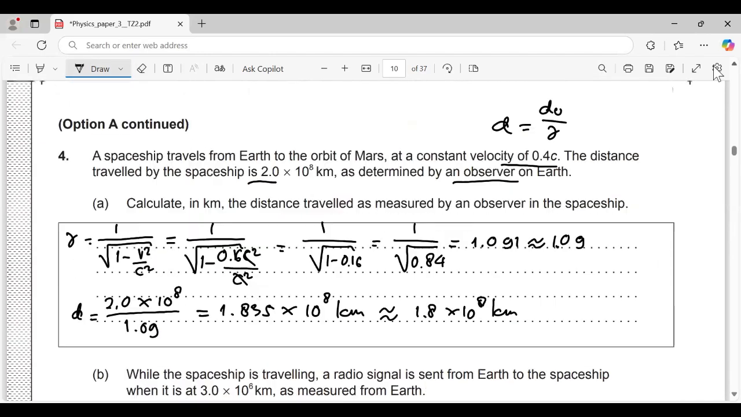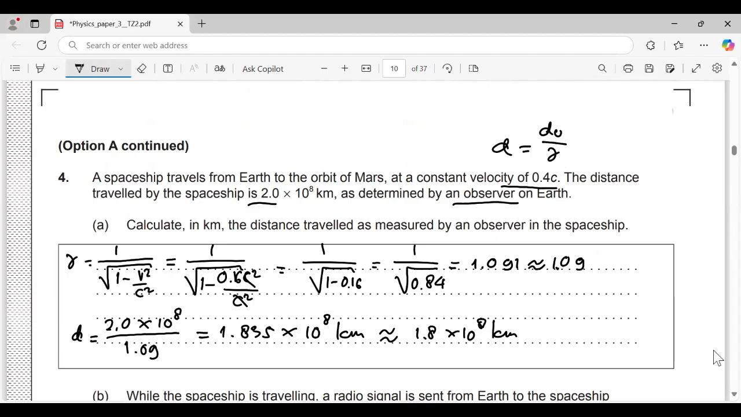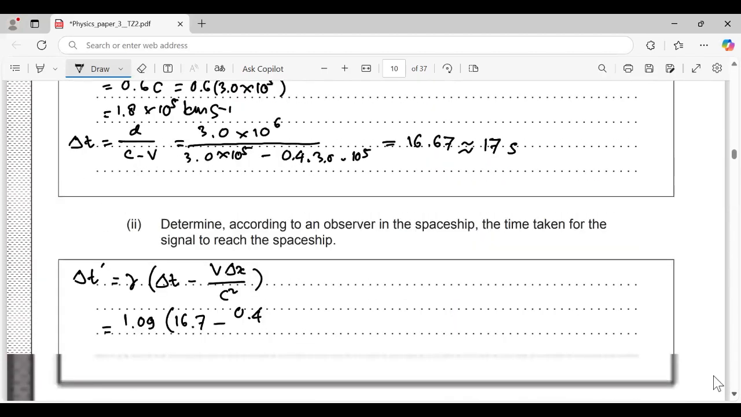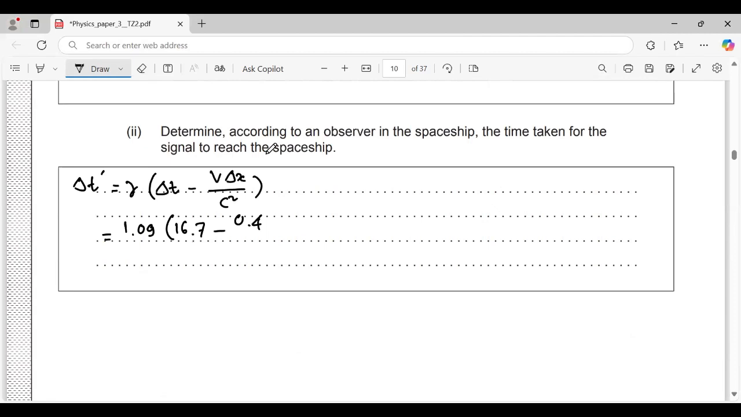0.4 c, this one, 0.4 c. And delta x is the distance between the Earth and the spaceship when the signal is sent. So it means delta x equals c times 16.7. So delta x equals c times delta t.